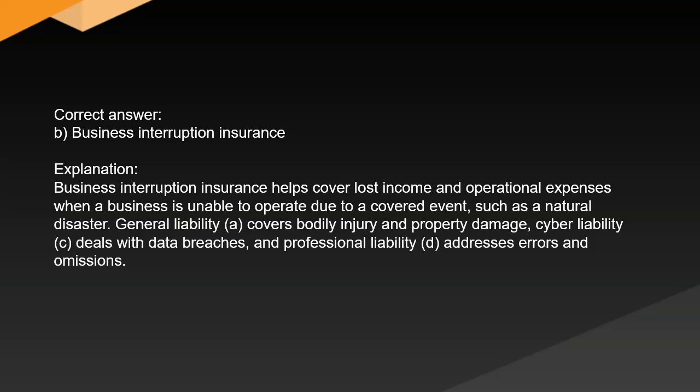Explanation. Business interruption insurance helps cover lost income and operational expenses when a business is unable to operate due to a covered event, such as a natural disaster. General liability, A, covers bodily injury and property damage. Cyber liability, C, deals with data breaches. And professional liability, D, addresses errors and omissions.